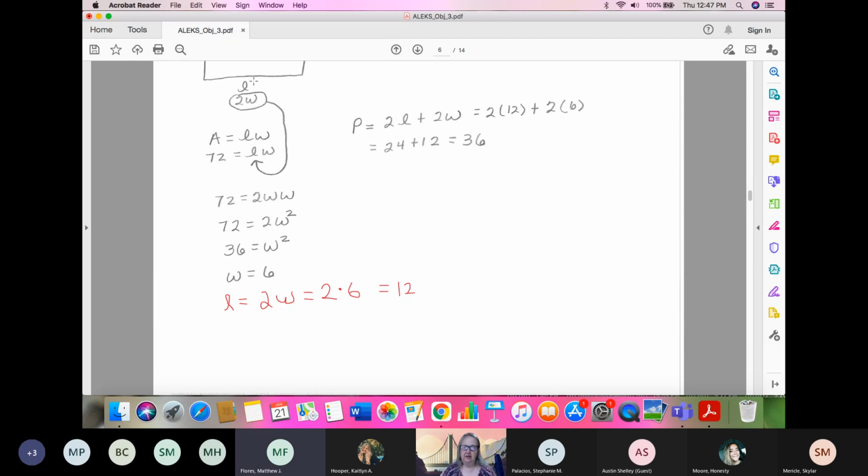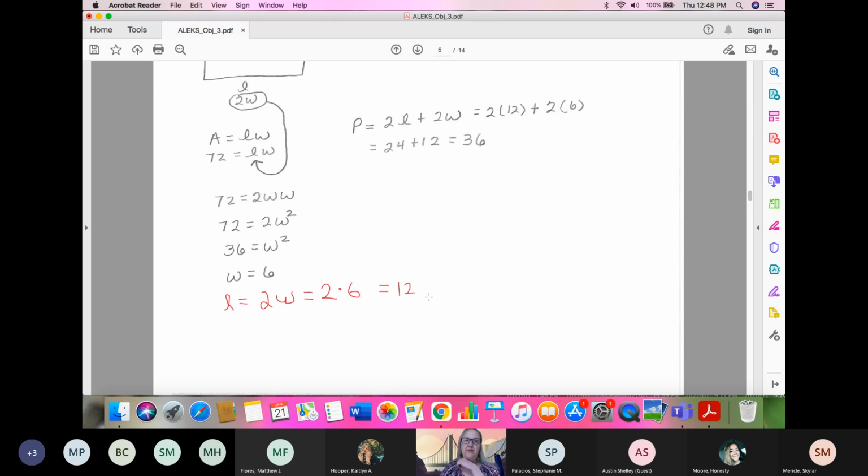Now this length here, so our width is 6. This length here is 2W. So length equals 2W. We know what the width is. This W is just 6. So we get 2 times 6 here, and that equals 12. So we now know what the width is of the rectangle and what the length is of the rectangle. The width is 6, the length is 12.